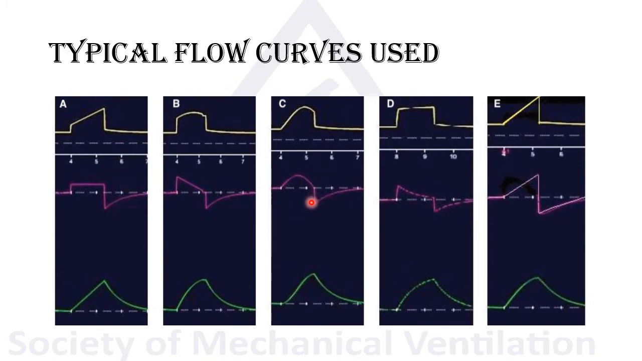Pressure control modes mostly use the decelerating flow, which you can see is a little bit similar to the descending one, just a little convex here, and gives that perfect square shape in the airway pressure.